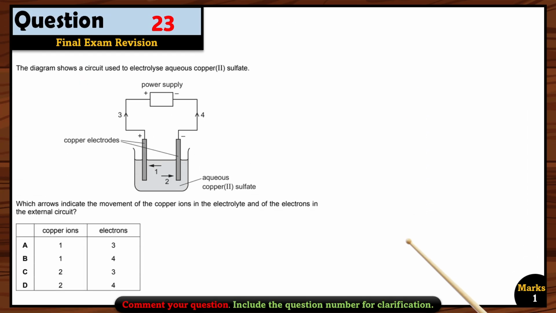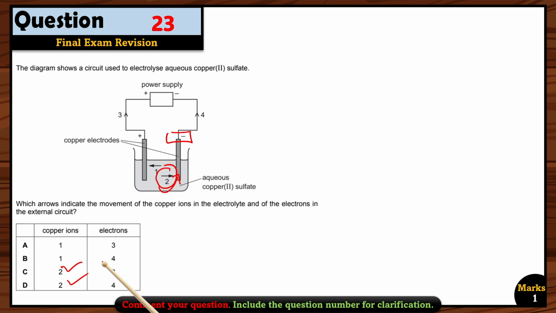Question 23. The diagram shows a circuit used to electrolyze the aqueous copper sulfate. Okay, this is the diagram now. Which arrow indicates the movement of copper ions in the electrolyte and of the electrons in the external circuit? So copper ions will always move towards where? Of course, towards the cathode. Where is our cathode? Negative charge is our cathode. So copper ions will move towards the cathode. So option 2 is for the ions. Copper ions is 2. So 2 is the right option.